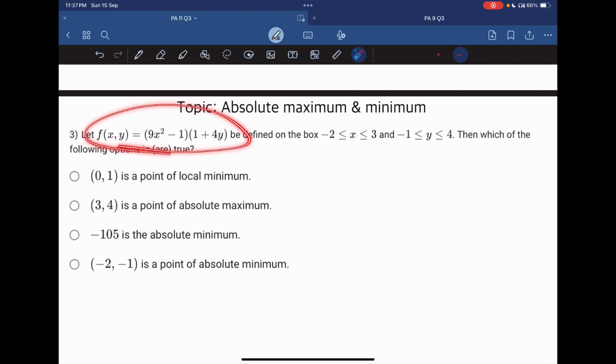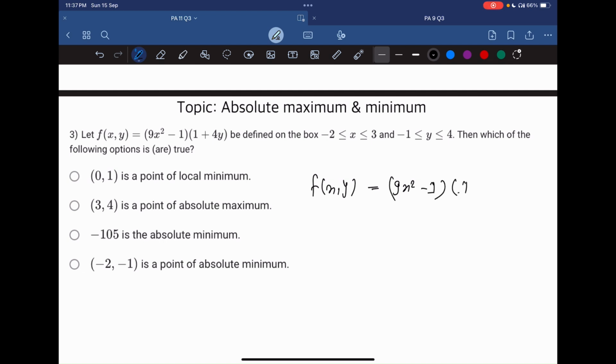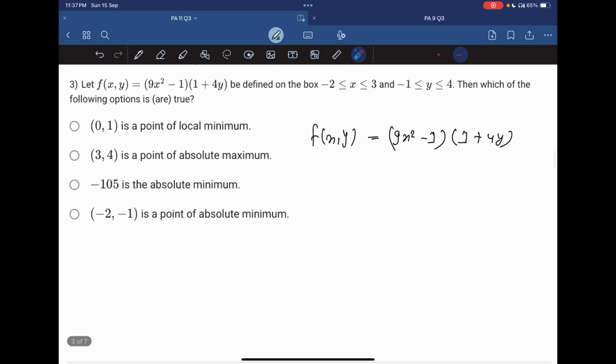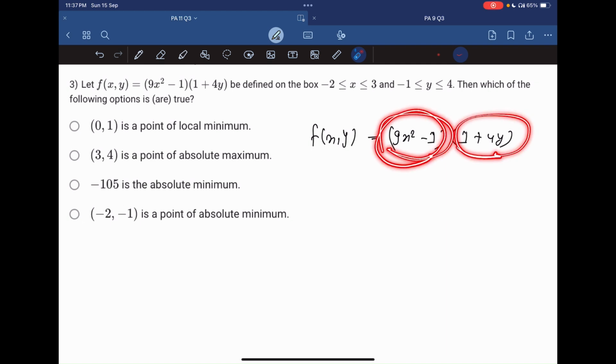So our function given to us was 9x square minus 1 into 1 plus 4y. Our function is bounded between these regions, where the x value is between negative 2 and 3 and the y value is between negative 1 and 4. If we look at the function, this part is only for x and this part is only for y, and it is the product of these two terms.